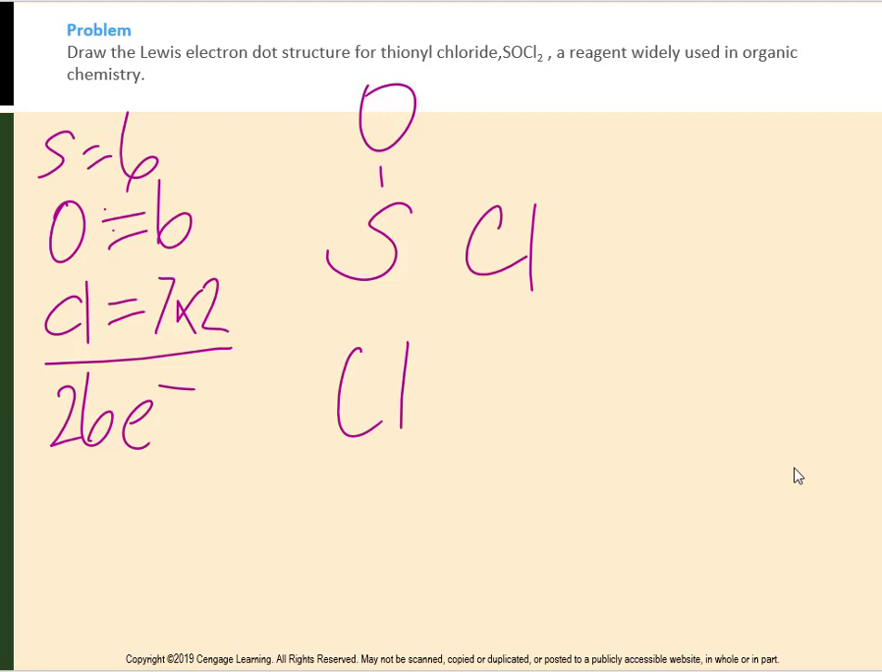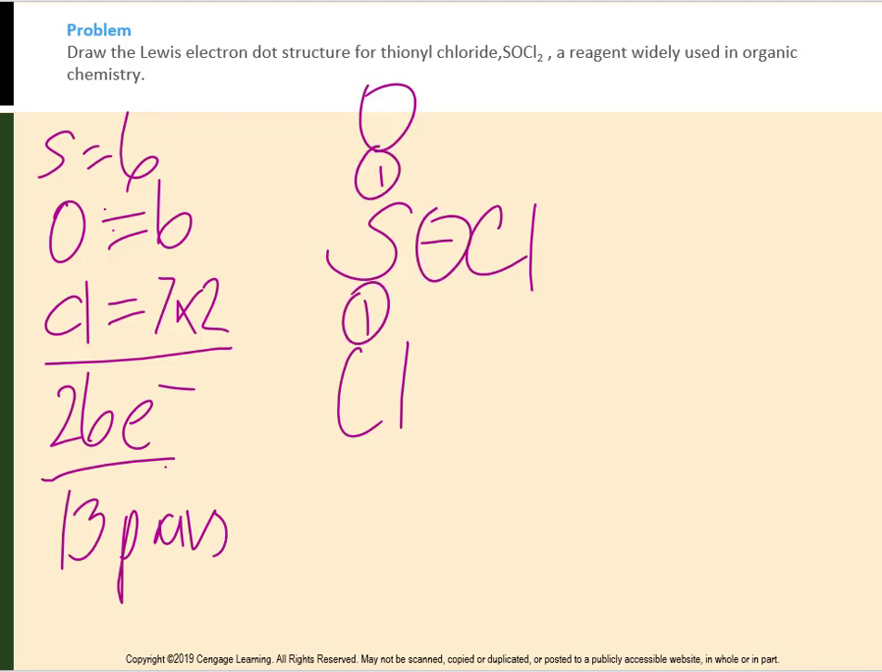Now, so that has got to be 2, 3 bonds. So 26 electrons means 13 pairs. So if we have 13 pairs of electrons, and we can see that 3 of them are used for the bonds. So 13 minus 3. And remember, we have the octet rule. Let's go back and start putting in our lone pairs of electrons.